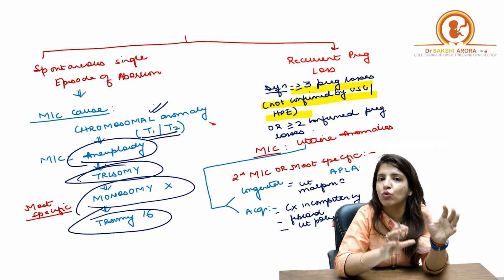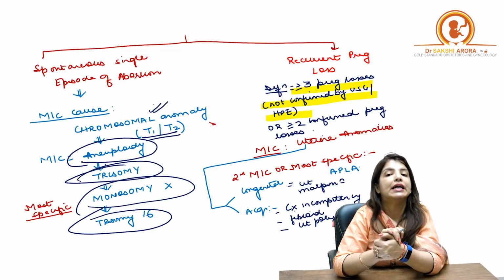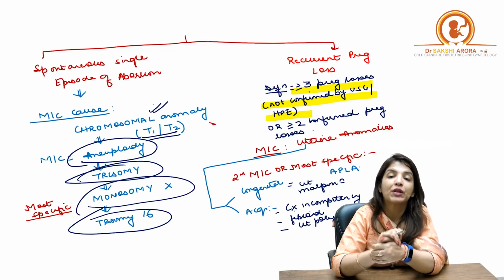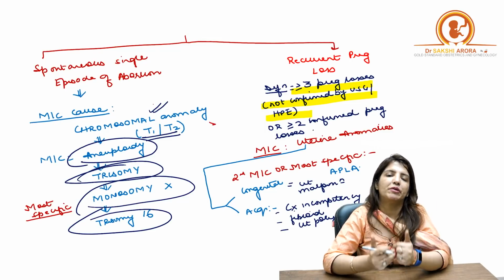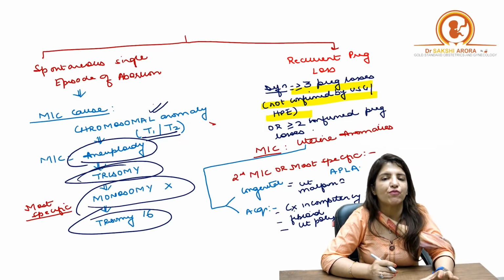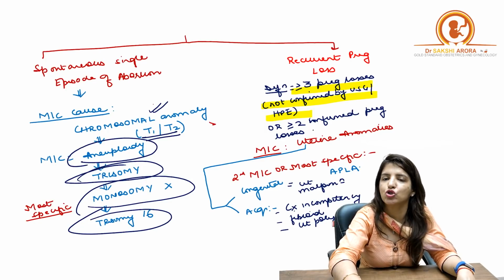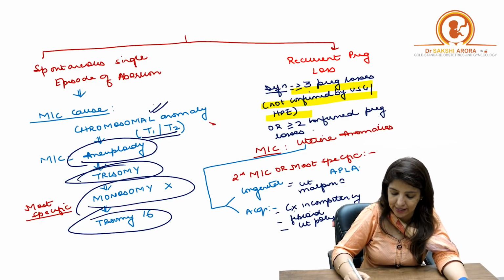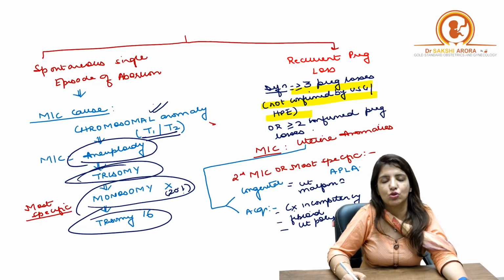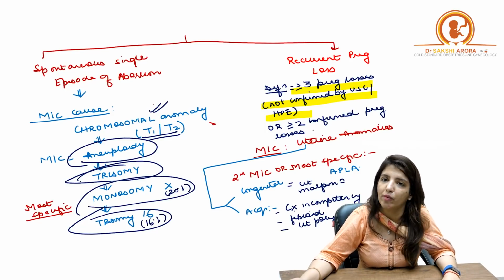If someone asks you the most specific cause of spontaneous abortion in first or second trimester, then your answer will be monosomy X. But suppose if monosomy X is also not given, then your answer will be trisomy 16. So suppose if you have to choose between monosomy X and trisomy 16 as the most common cause of abortion, then you should always choose monosomy X, because monosomy X leads to 20% cases of abortion, whereas trisomy 16 leads to 16% cases of abortion.